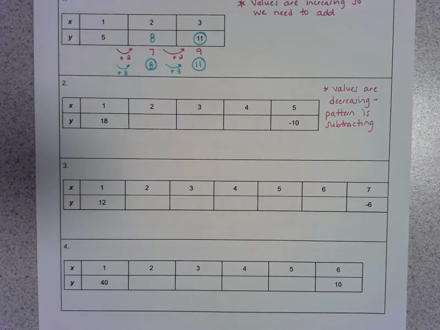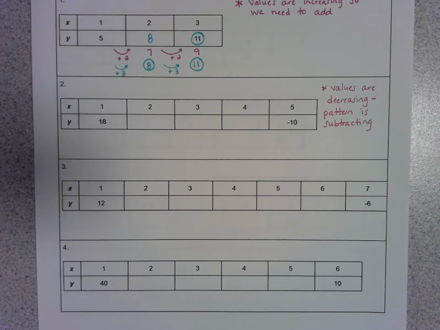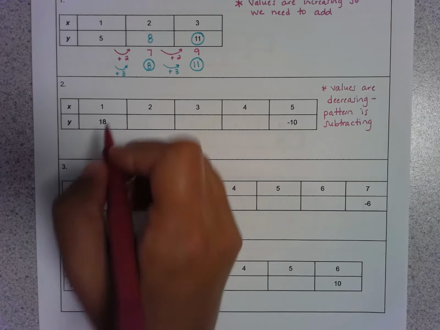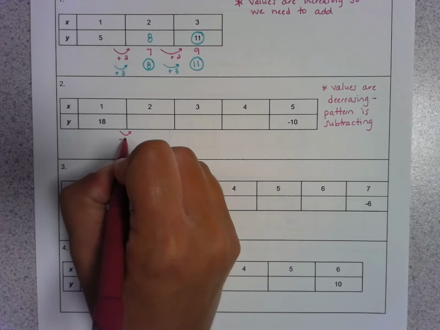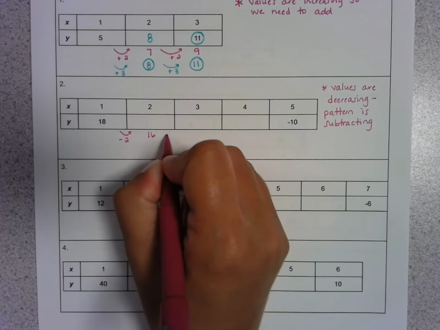Remember, if it's an arithmetic sequence, our option is add or subtract. In this case, subtracting makes more sense because the numbers are getting smaller. So let's try starting by subtracting 2. If I subtract 2, then the next number would be 16.